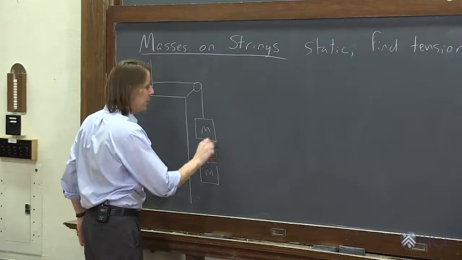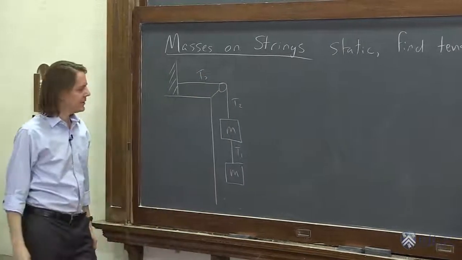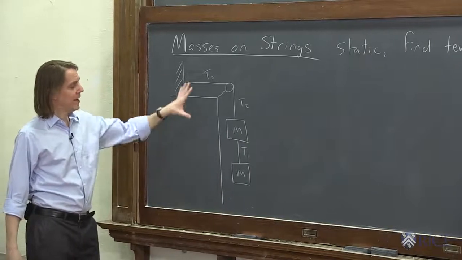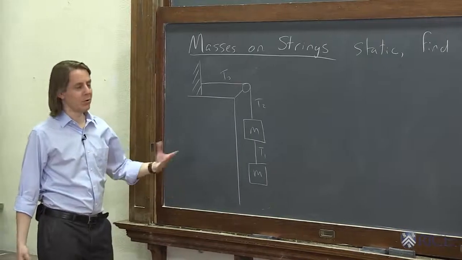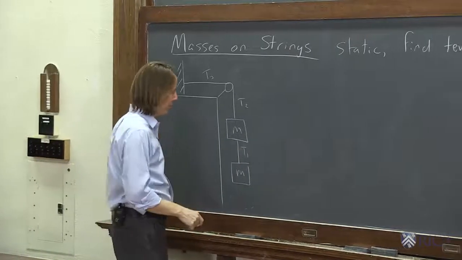Let's find T1 and T2 and T3. All right. So the way to find it in a static situation is you just pick the right mass or system of masses and you do a free body diagram and you apply Newton's second law with the sum of the forces equal to 0.